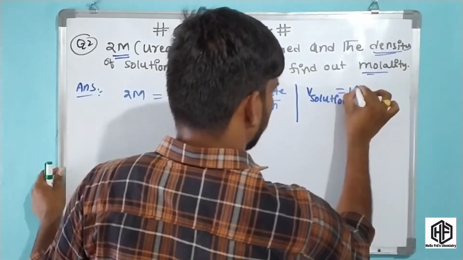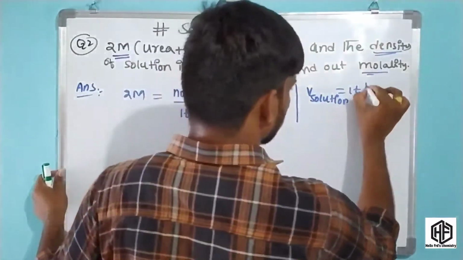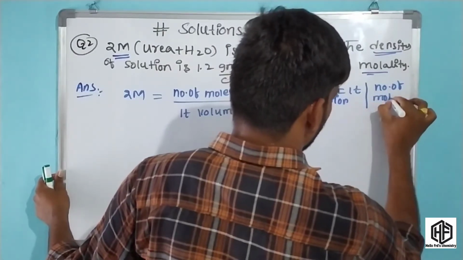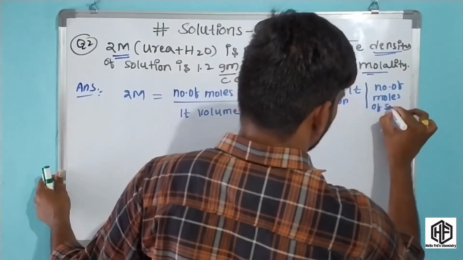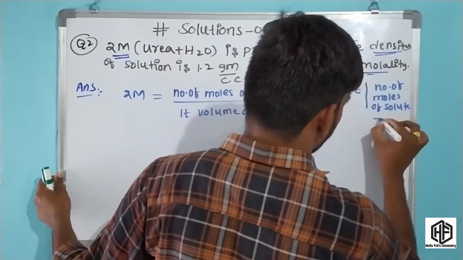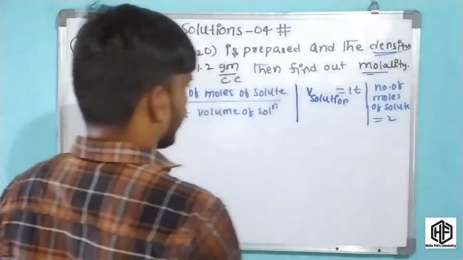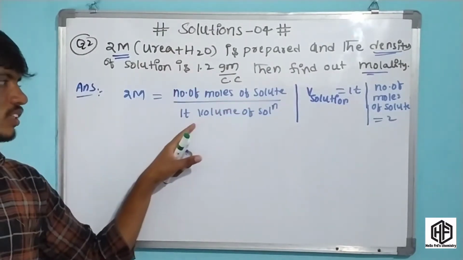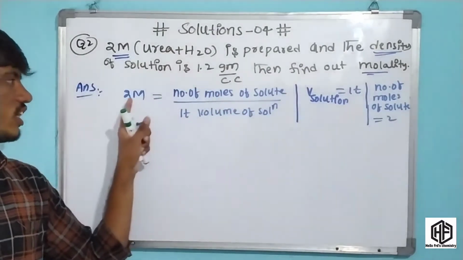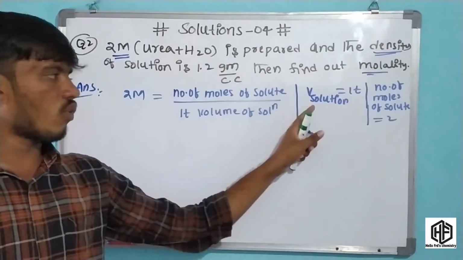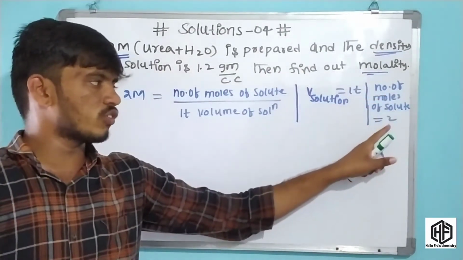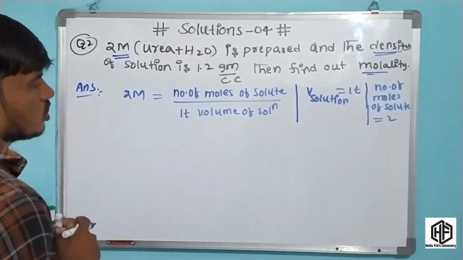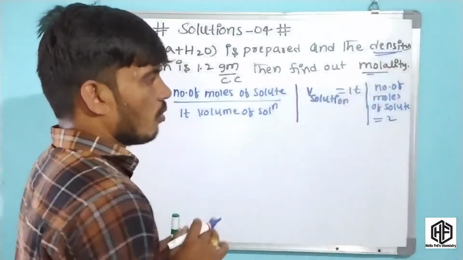Okay friends, now the given in the question is the volume of solution. Volume of solution is 1 liter and number of moles of solute is 2. Okay friends, 2 molar means 2 moles of solute is present in the 1 liter volume of solution. This is the given in the question. Now we have to calculate the molarity.